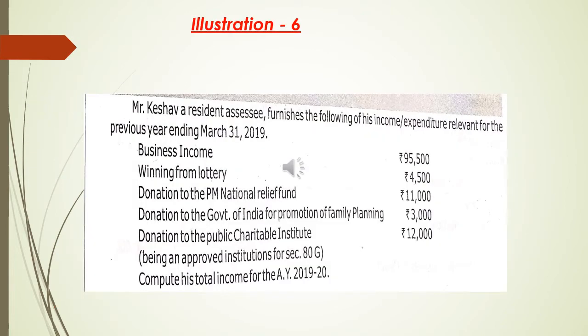Look at this question. Mr. Keshav furnishes the following income and expenditure relevant for the previous year, and we are supposed to calculate what is his total income. They have straight away given the business income, winning from lottery, donation to Prime Minister's National Relief Fund will be eligible for 100% deduction. Donation to Government of India for promotion of family planning will come under 80G Group C with limit 100%. Donation to Public Charitable Institute will come under 80G Group C 50% deductions. Let us solve this.